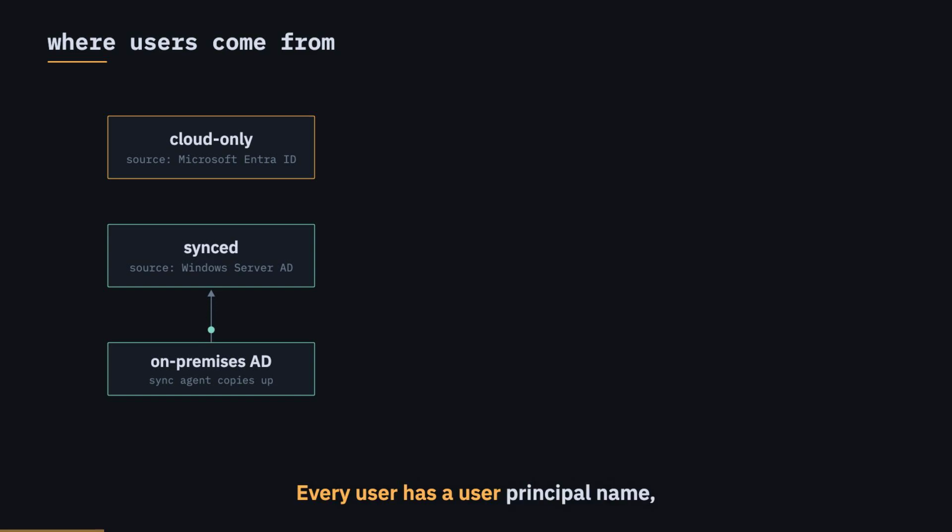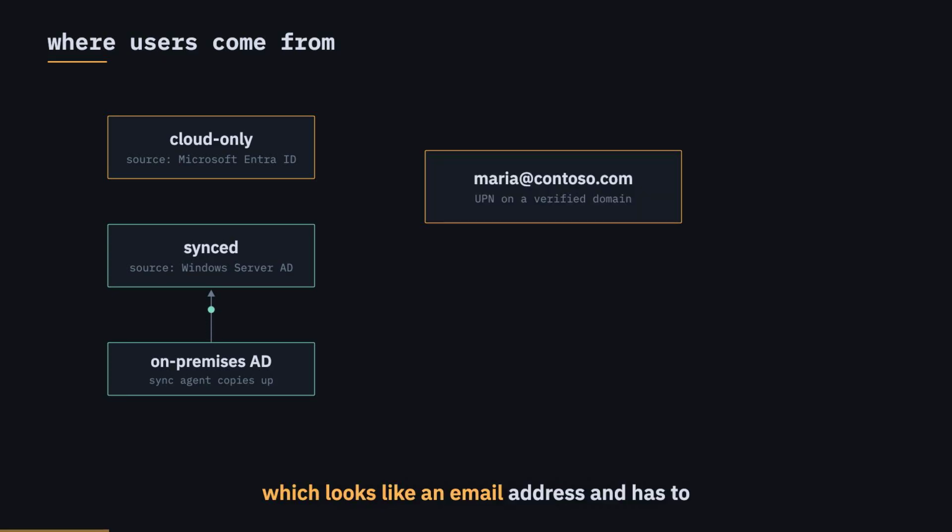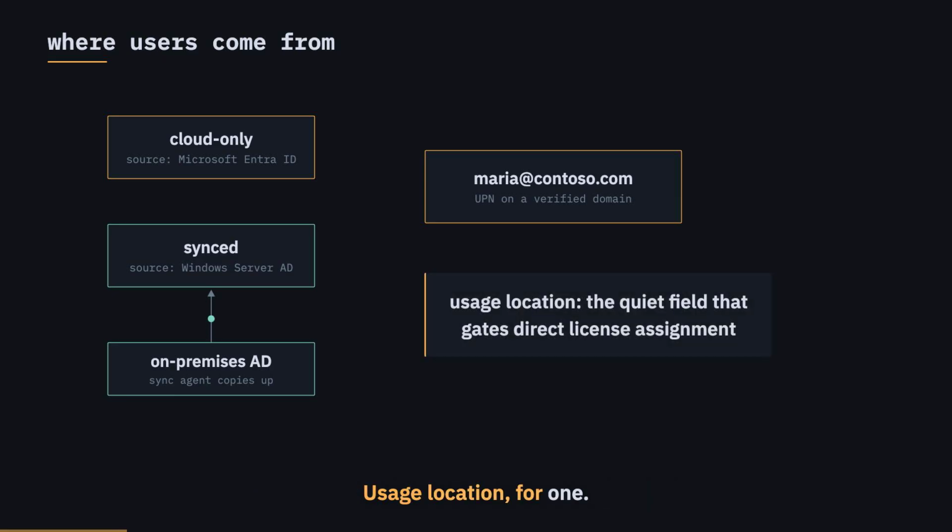Every user has a user principal name, which looks like an email address and has to use one of the tenant's verified domains. A few properties matter more than they look. Usage location, for one. It seems like trivia, a two-letter country code on the user object. But assigning a license directly to a user fails without it, because Microsoft has to know which services are legal to offer in that country.